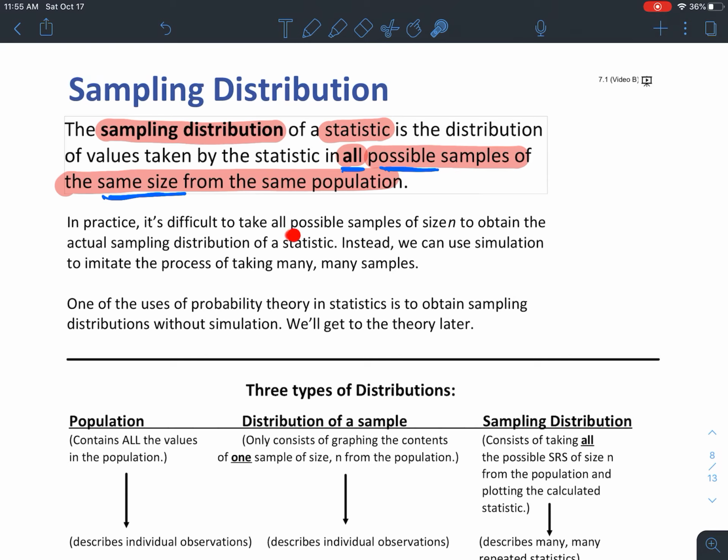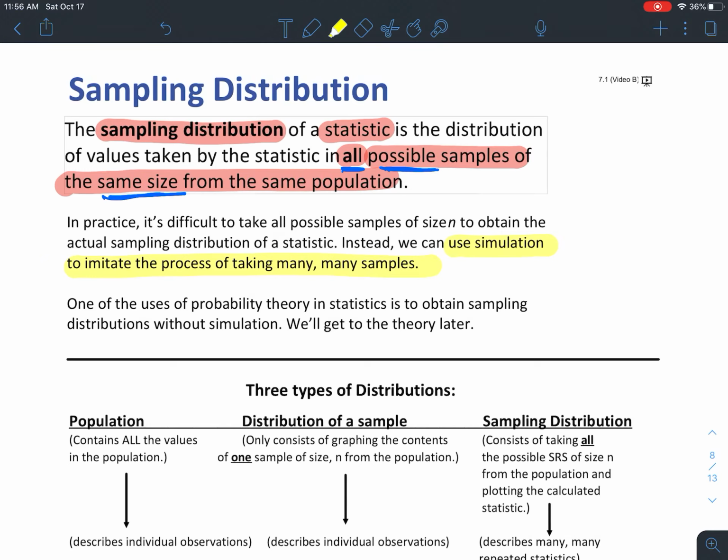Now, it does mention here that in practice, it's quite difficult to actually take all the possible samples of the same size. So normally when we do this, we typically call it an approximate sampling distribution. But just know that an actual sampling distribution is really talking about if you took all of the possible combinations of samples of that same size. So what we generally do is we usually just use a simulation to imitate this process of taking many repeated samples over and over again.